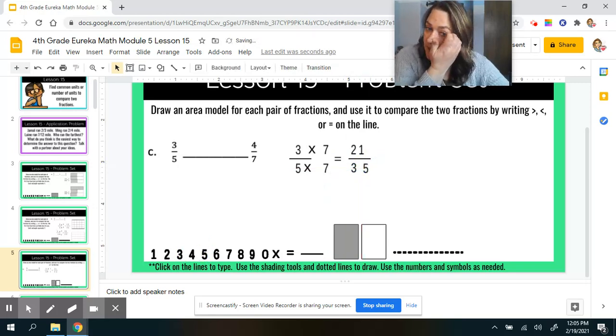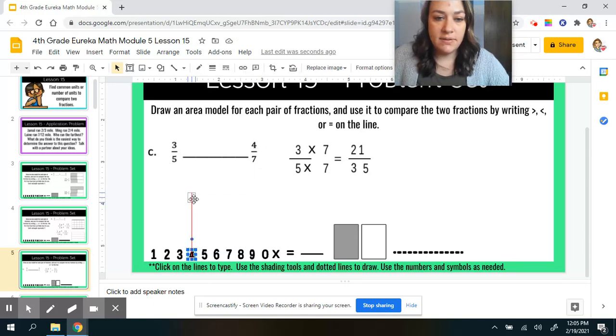Okay. And then we're going to take our 4/7 and we're going to convert that to 35ths. So we're going to multiply our numerator and denominator by 5. So 4/7, I'm going to do this one down here, is equal to, we're going to take it times 5, times 5.